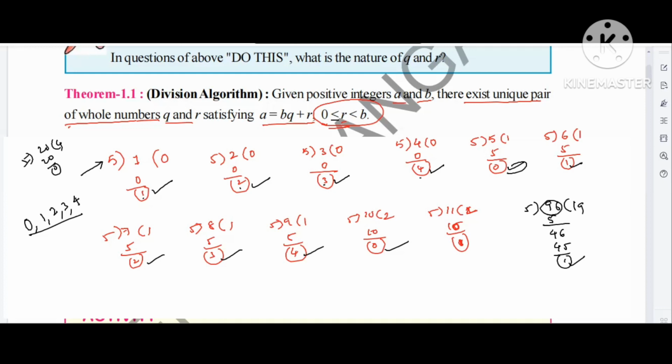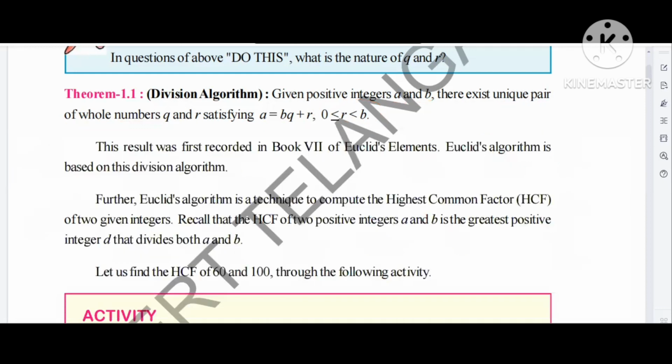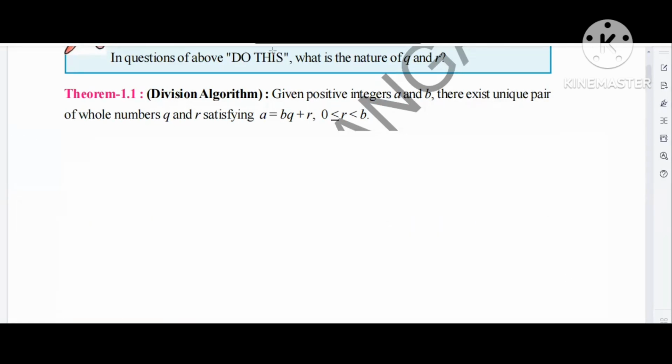Let us take one more number. If you're dividing a number by 3, for example, I'm taking 10. 3 threes are 9. Remainder is 1.